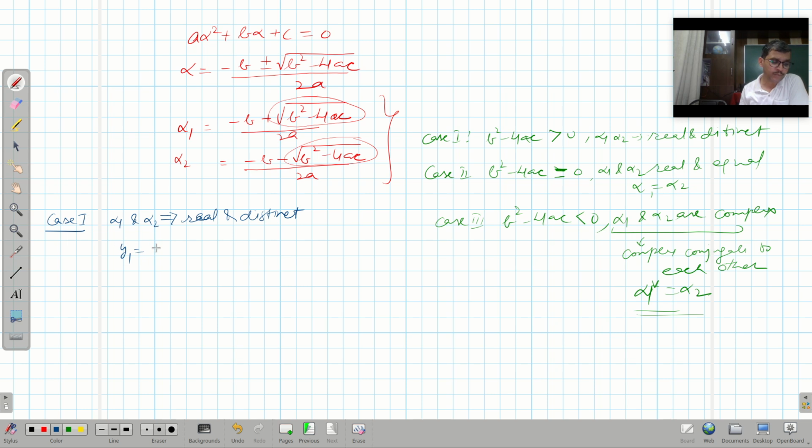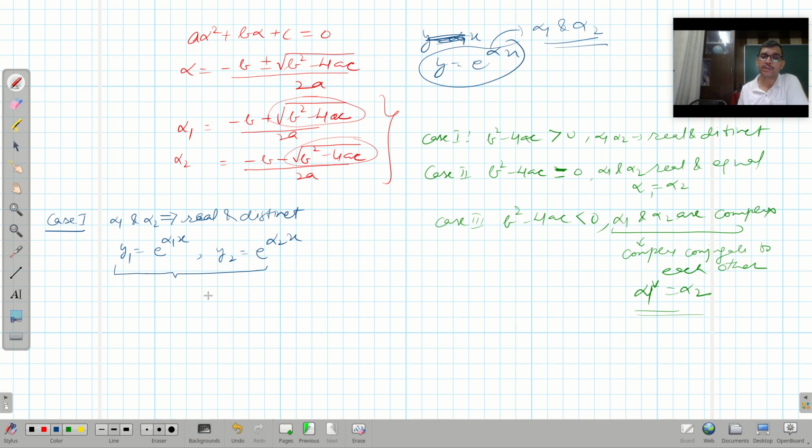y1 is one possible solution. It can be written as e raised to power alpha 1x. We have assumed that y is equal to e raised to power alpha x is the solution of this equation, but alpha has two values, alpha 1 and alpha 2. That means it has two possible solutions: y1 is equal to e raised to power alpha 1x, and the other solution is e raised to power alpha 2x. These are the two possible solutions.